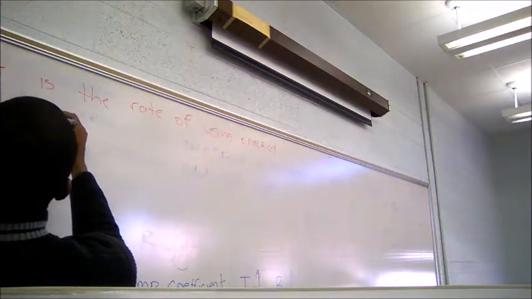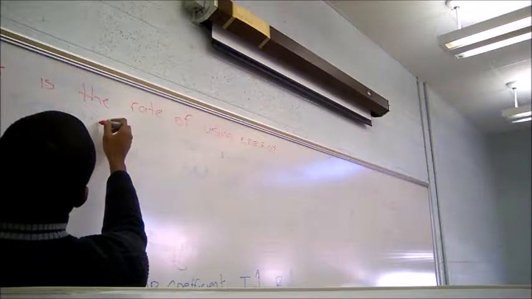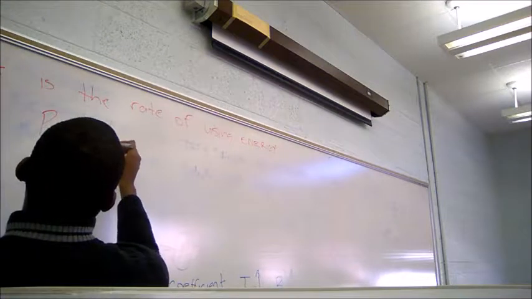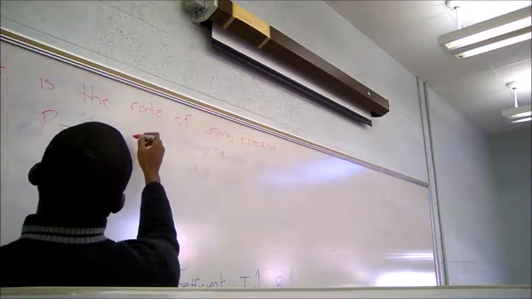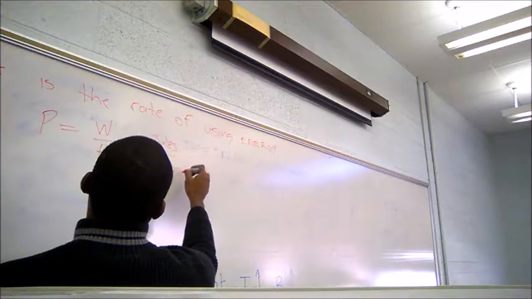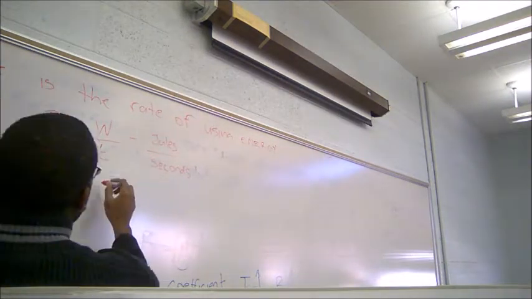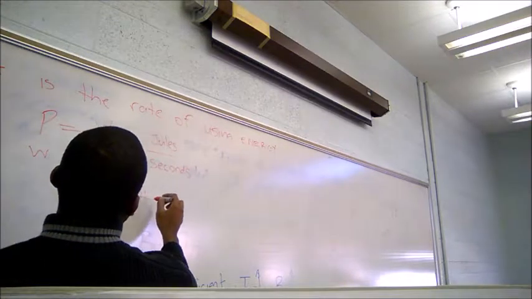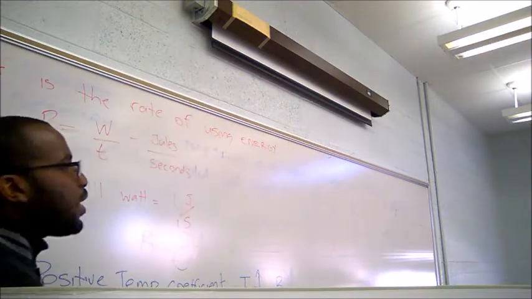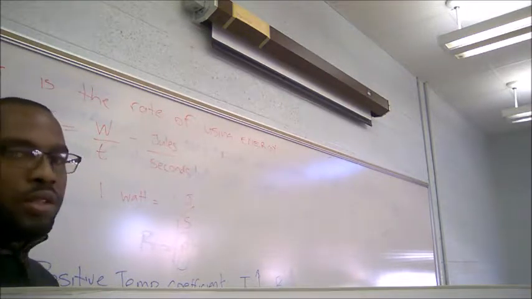So essentially, the equation is going to look like this. P is equal to, I can put here, work or energy over time, where work is in joules and time is in seconds. Okay? So again, power is in watts. So 1 watt is equal to 1 joule per second, right? So if I use 1 joule in 1 second, okay, this is 1 watt.